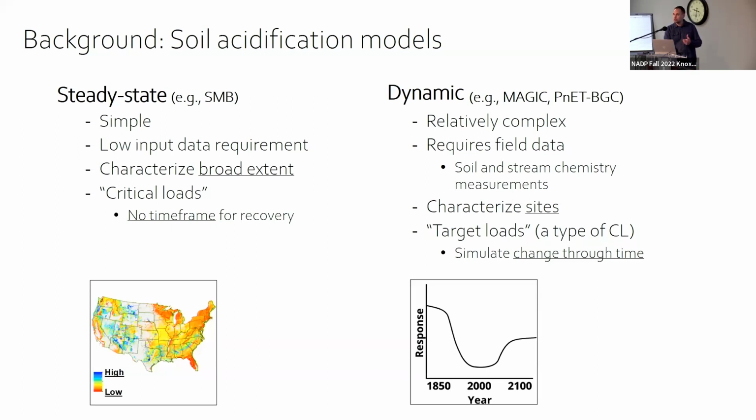Dynamic models are relatively complex. They require field data to be collected, in particular soil and stream chemistry measurements. So we typically use those to characterize sites at which we have those data available. When we generate critical loads from them, we call them target loads, but we consider it a type of critical load because the target load is to attain the specified endpoint by a specific point in time. The dynamic models can simulate change through time. That's why we call them dynamic.